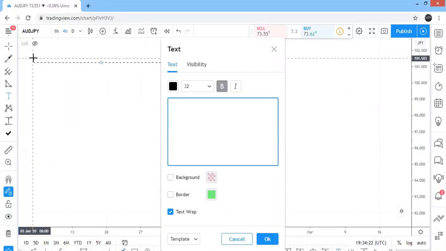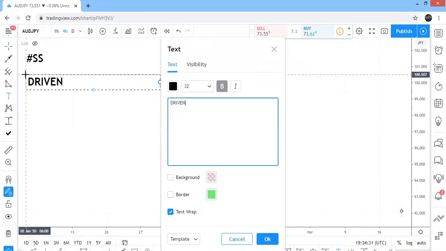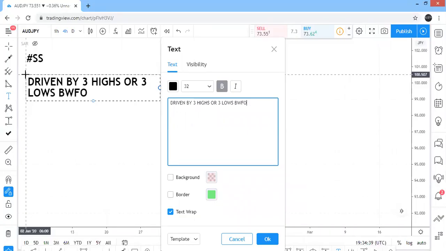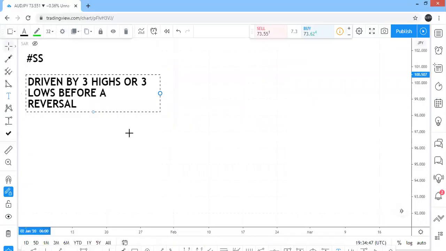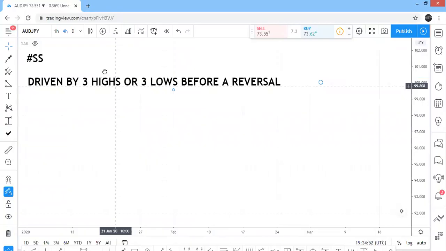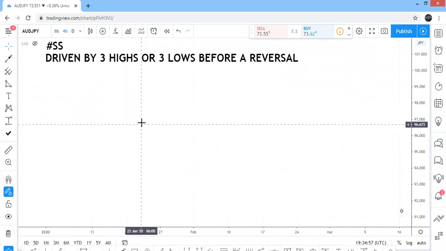Hashtag SS, oops, dollar sign, whoops, SS. And it's driven by three highs or three lows before a reversal. Now, this is not to be mistaken for a head and shoulders pattern. Okay, because head and shoulders have different rules that are governed by it. The SS has different rules. I'm going to show you the differences between the two at the end.